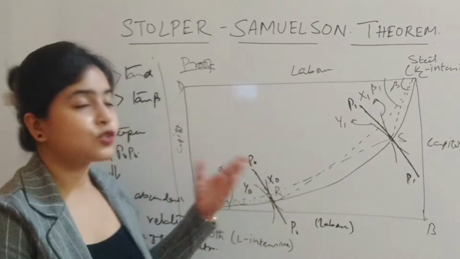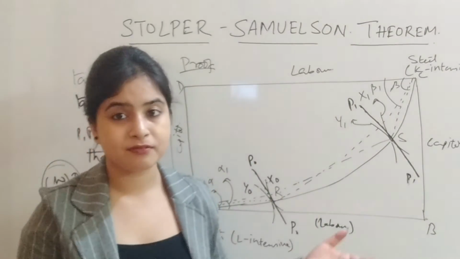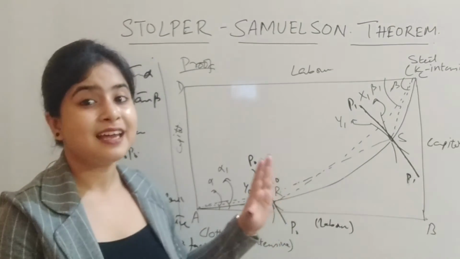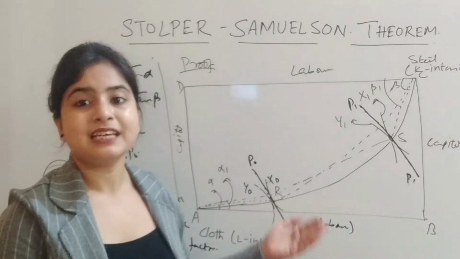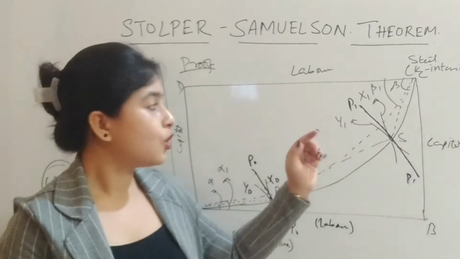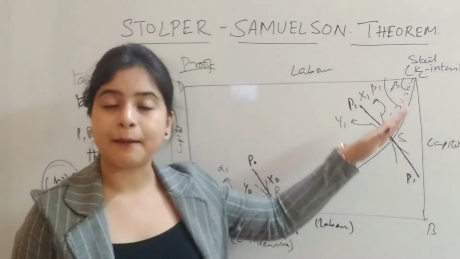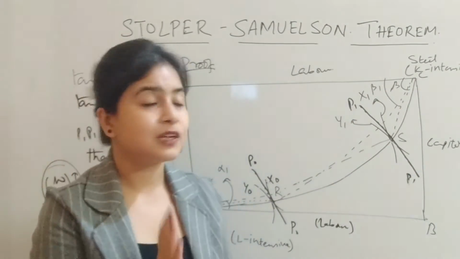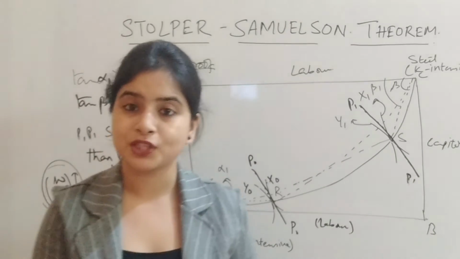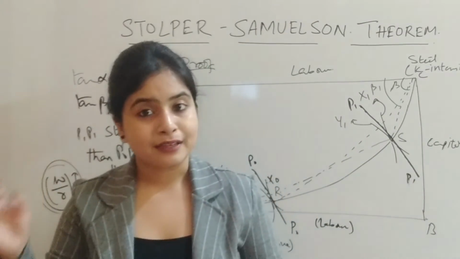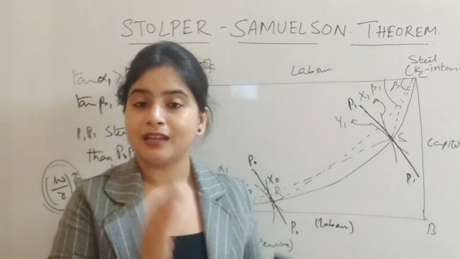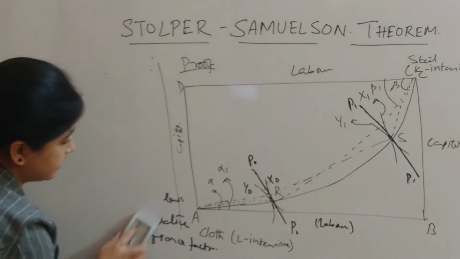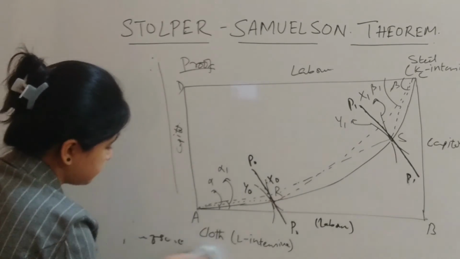Okay. So after trade, what is the thing that we have noticed? That the production of the cloth, that is the labor intensive commodity, is going up, and simultaneously the production of the capital intensive commodity is going down. Because of this we can say that there will be a diversion from the capital intensive industries to the labor intensive industries. I am keeping this diagram because that will help us to understand more clearly.